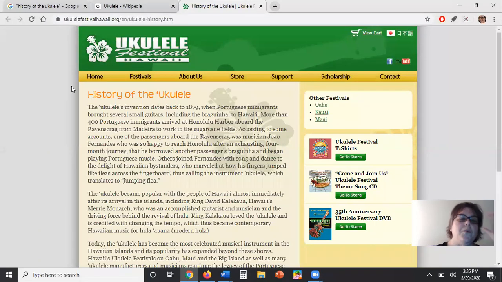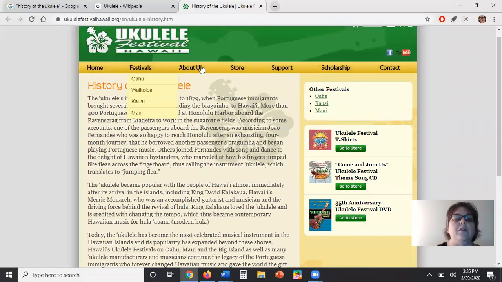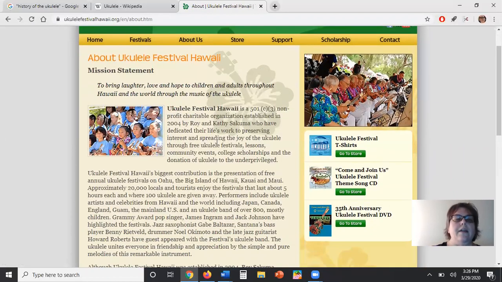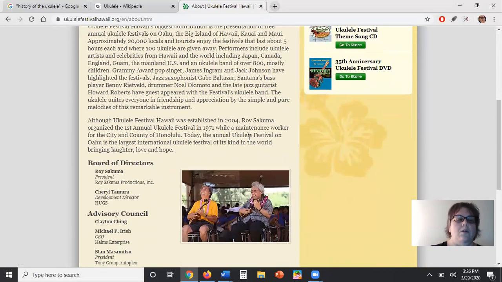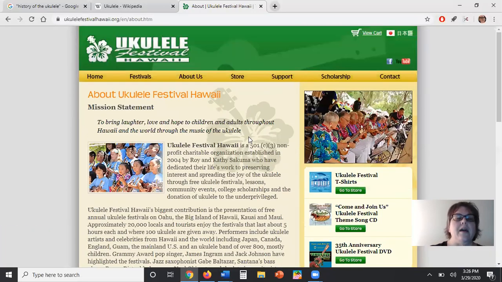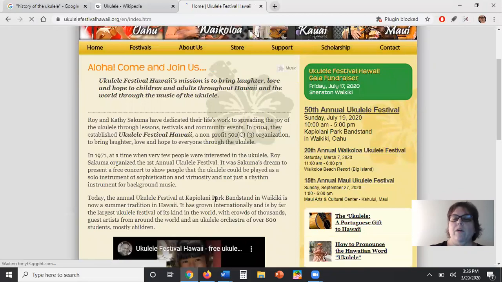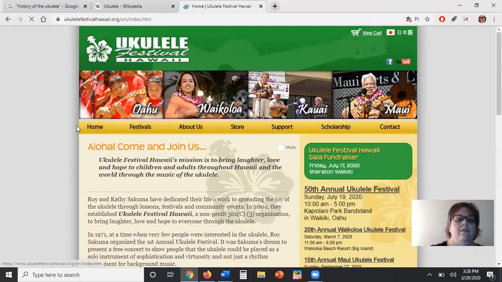Right? So this is clearly a ukulele festival. It says about us. It's a nonprofit, charitable organization established in 2004. It's got a board of directors. I am not sure that it's going to give me much more information other than that the festival exists and about the festival.